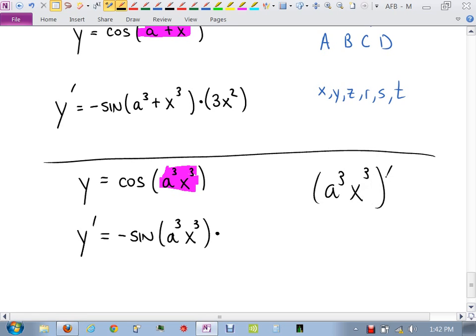Yeah, the constant a cubed doesn't matter, right? The constant comes out in front. And then you take the derivative of x cubed. What's the derivative of x cubed? 3x squared. But then you still have the a cubed in front. So it becomes 3a cubed x squared. Do y'all see the difference between those two?